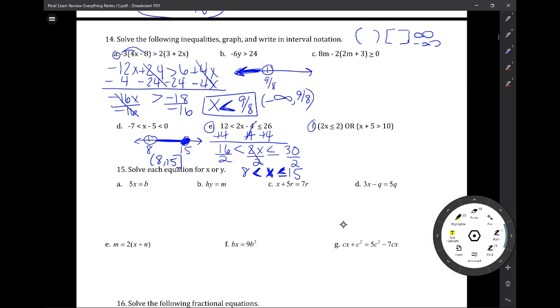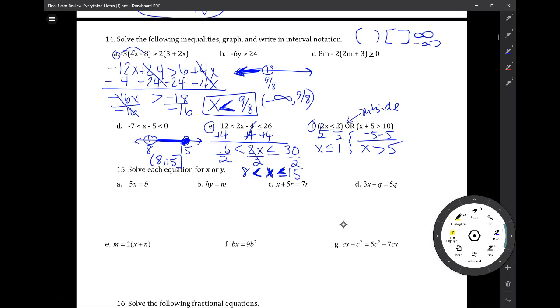Now, letter F is slightly different in the fact that it has the word or. So or, I always think outside. So or means outside. So I would solve each of these as two separate inequalities, and then I just graph them. Oops, let me erase that. Okay, let's see if I can salvage that. All right, is less than 5.